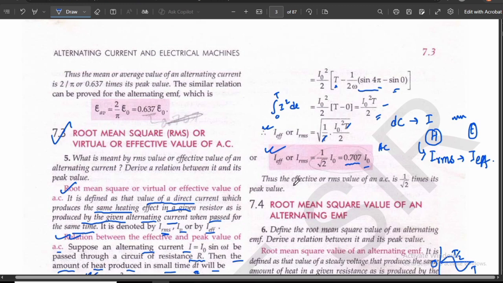Thus we can say that the effective or RMS value of an AC is 1 by root 2 times its peak value. So I RMS equals I0 by root 2. This is the relation between the RMS value and the peak value of AC current.